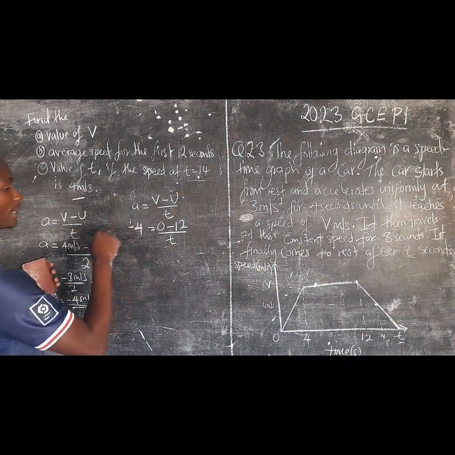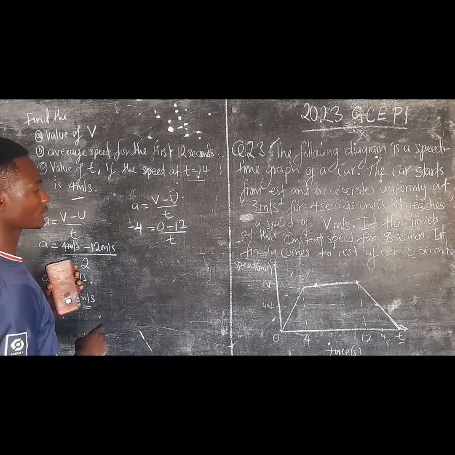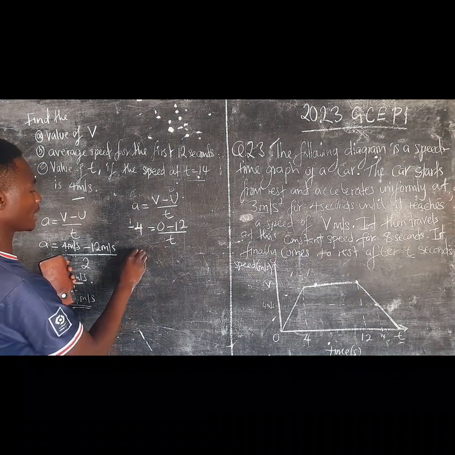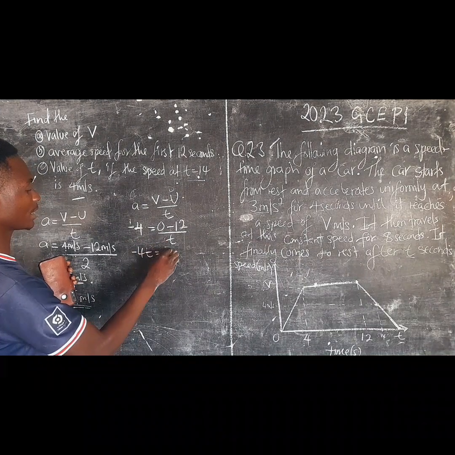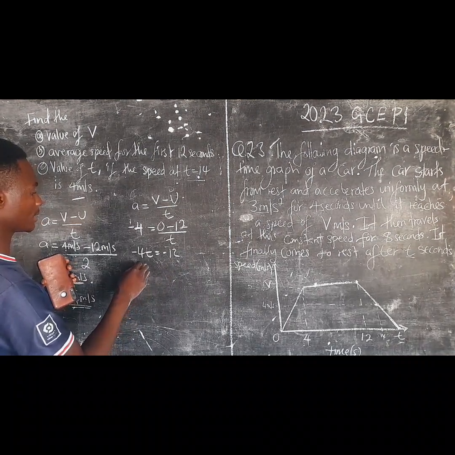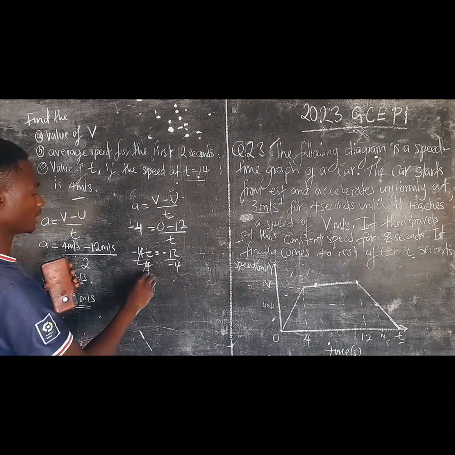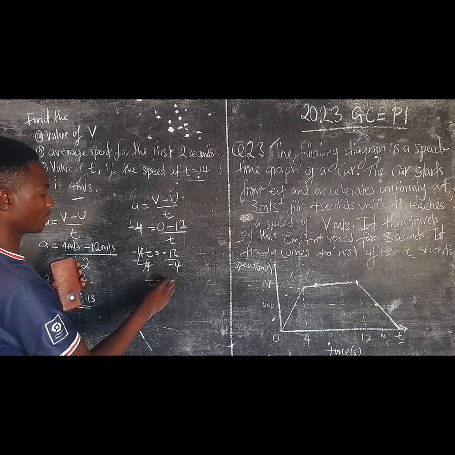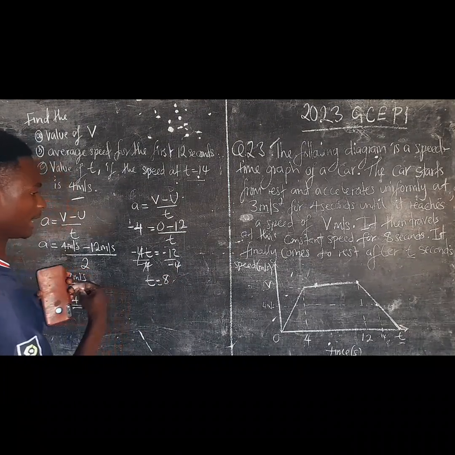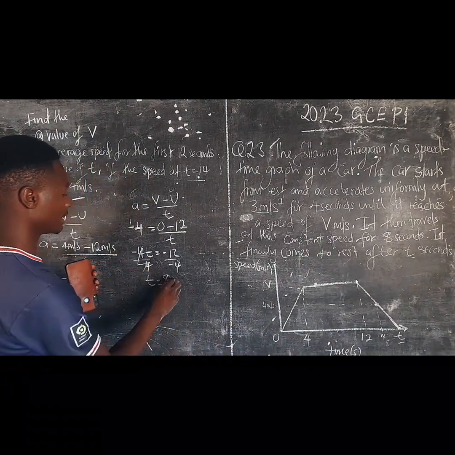When you cross multiply here, it will be -4t is equal to -12. All right? And divide by -4, t is equal to +8. T is +8 there. The time taken here for the deceleration is 8 seconds.